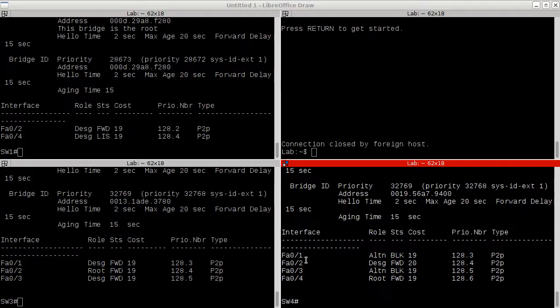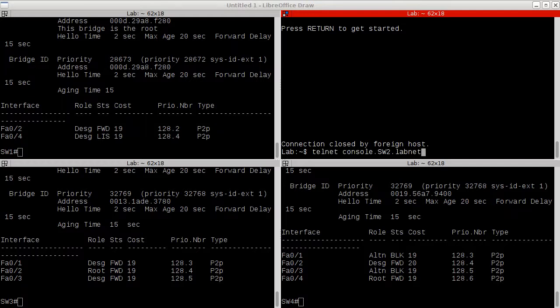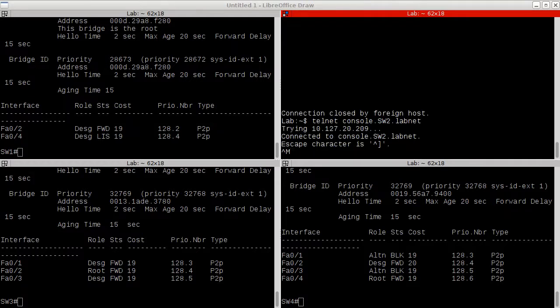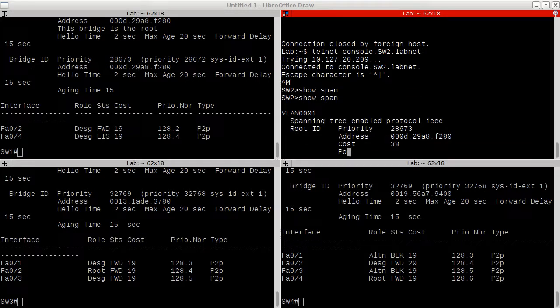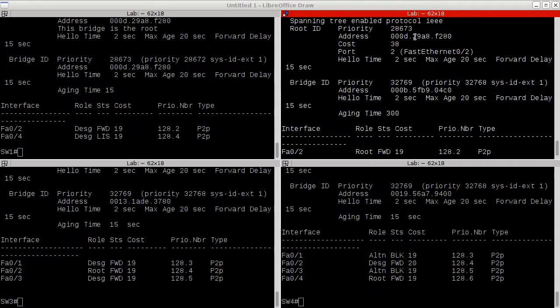So on this one, port 2 is still linking up to switch 2 here, which we can see. We've got a cost of 38.